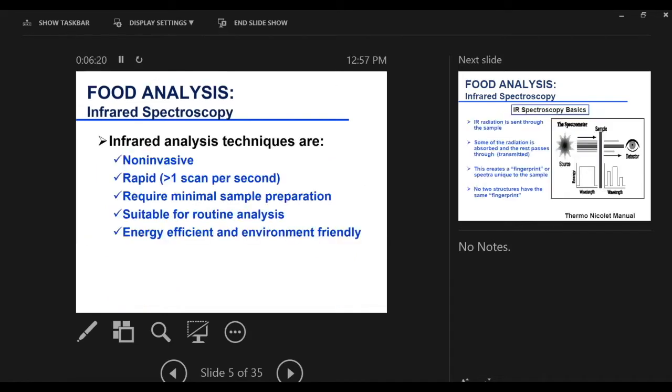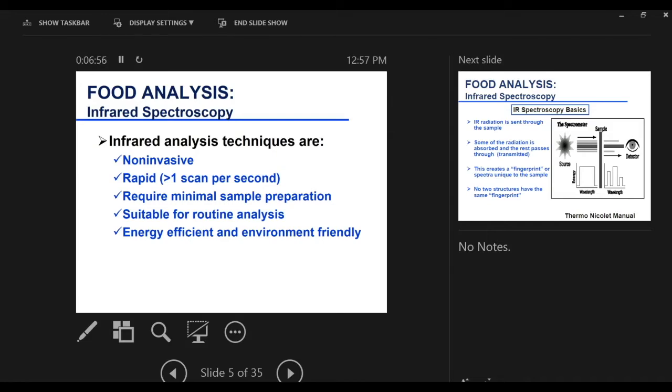So IR has lots of benefits. The main one is that it's non-invasive. That means you don't destroy your sample. So it's not like you're doing nitrogen analysis for protein. You put your sample in the nitrogen analyzer, you combust it, it's gone. And then you determine nitrogen. You can put the sample through IR analysis and then retrieve it unharmed. So that's why a lot of this happens online. During processing, you can actually do measurements without any destruction to your sample.